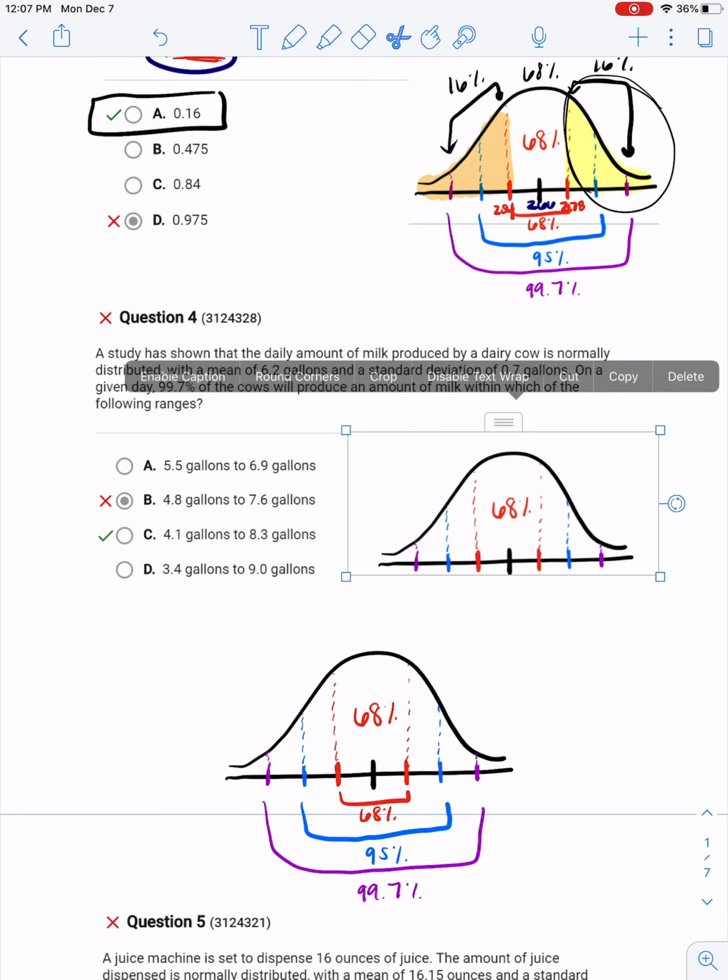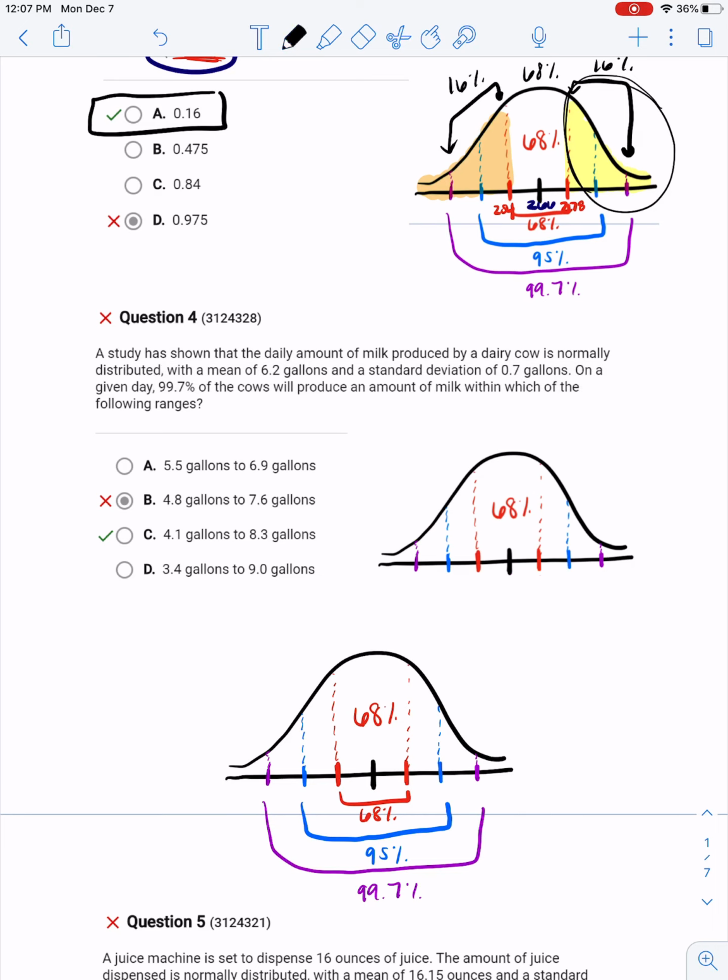Okay, so we're going to say our mean number in the middle, it said the mean was 6.2 gallons. So the mean is 6.2 in the middle. And then one standard deviation of 0.7. So 6.2 plus 0.7 to the right, and I want to fill in all of these, is 6.9. If I add 0.7 again, I get 7.6. And if I add 0.7 again, I get 8.3.